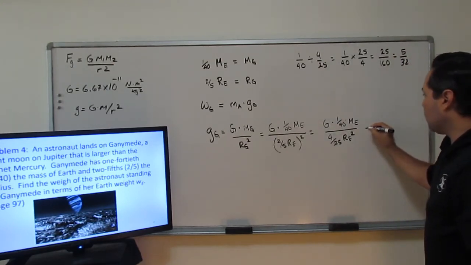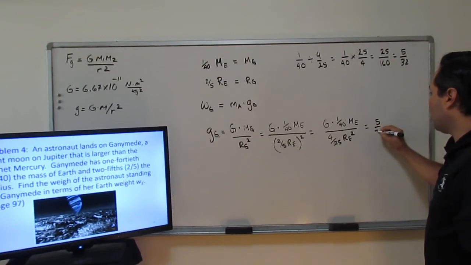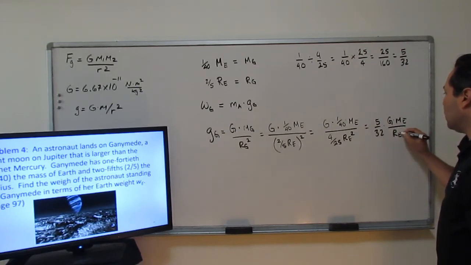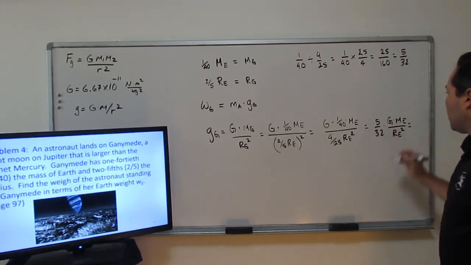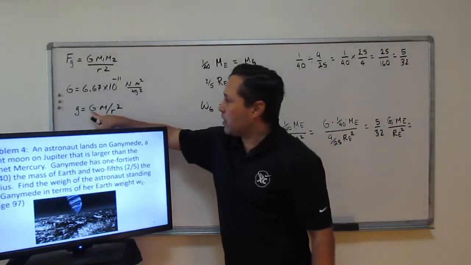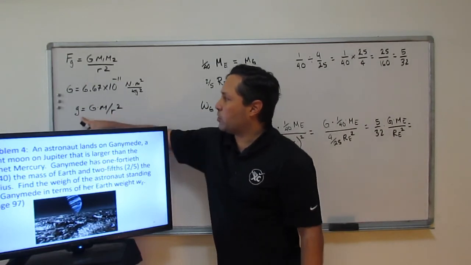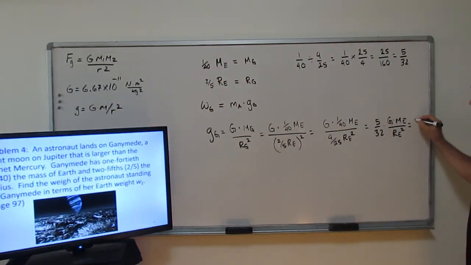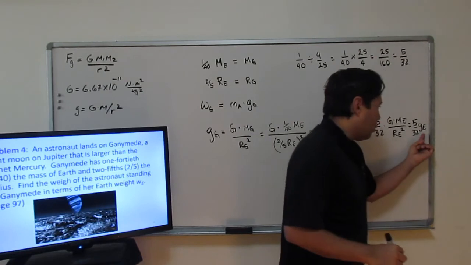So I'm going to rewrite this as 5 over 32 times G times ME over RE squared. So my final answer, I'm going to take G, ME, RE and just multiply them together. G times M over R squared is going to be G, so that's the value for Earth. So it's going to be 5 over 32 the acceleration due to gravity on planet Earth.